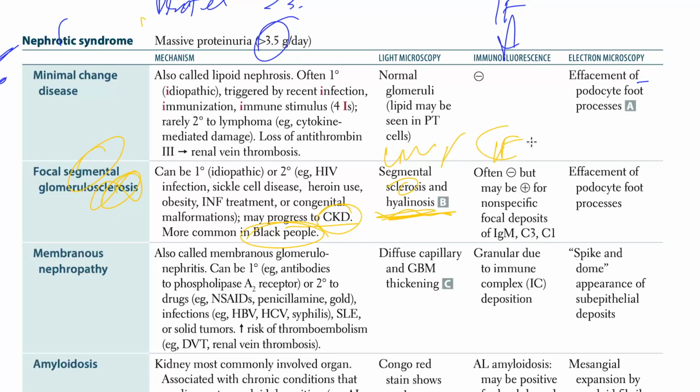So when we talk about immunofluorescence, again, it's negative. We don't have any immune complex deposition. It's negative, but maybe positive for non-specific focal deposition of IgM, C3, and C1. So although more commonly it's negative, it could be positive for all these things. And then you have the effacement. Again, the same issue here. Effacement of the podocyte foot processes. Okay, again, same thing, causing albuminuria, antithrombin 3 to go out. But this is focal segmental. Less than 50% of the glomeruli has gone into sclerosis due to the fact that you have a primary idiopathic or secondary infection-related problem.